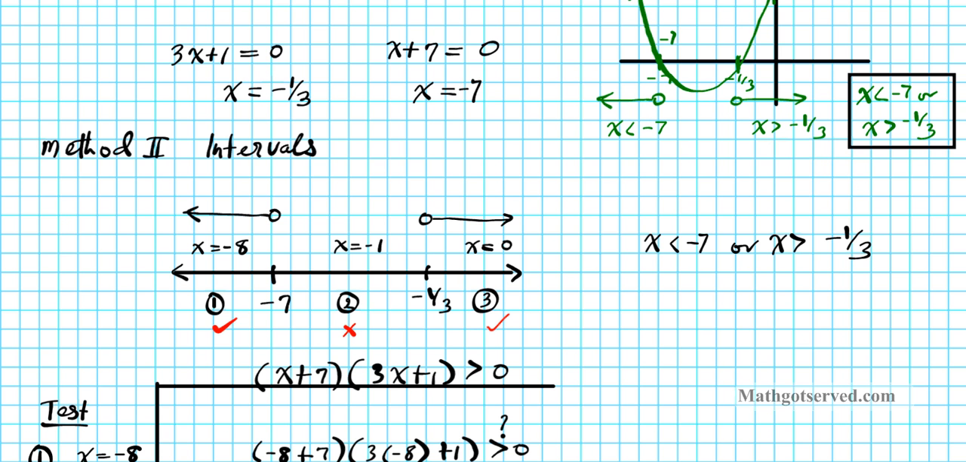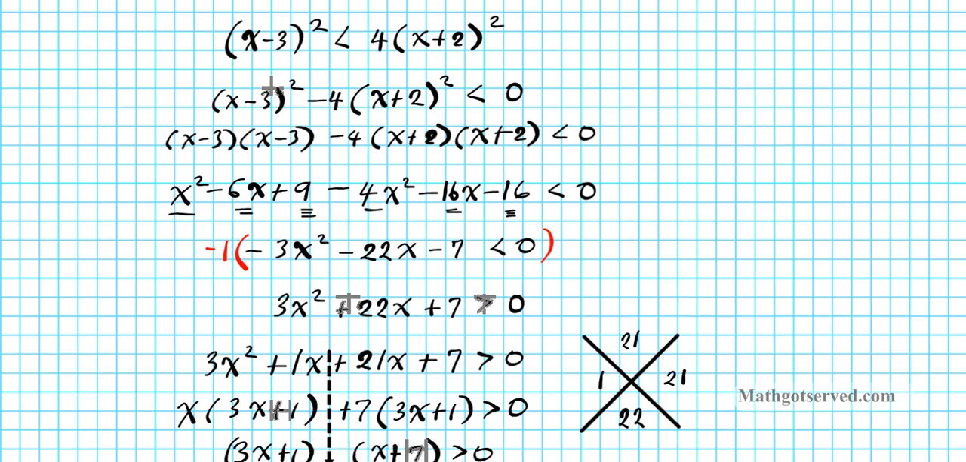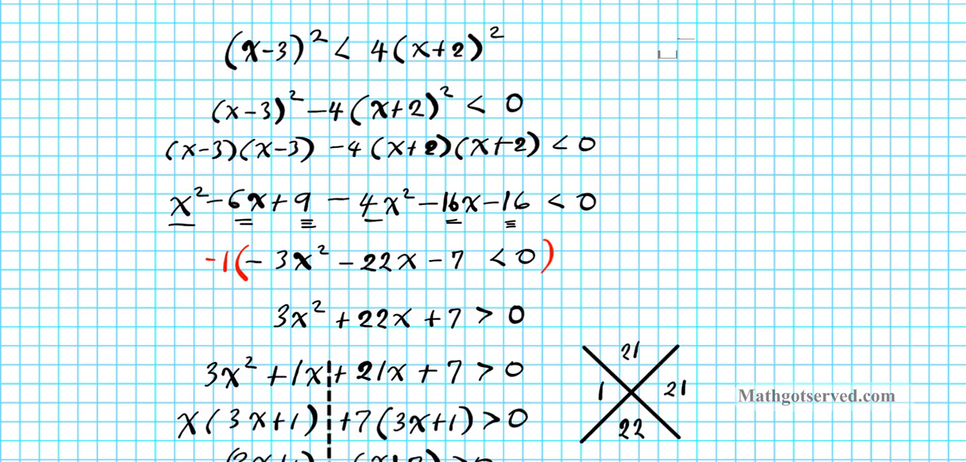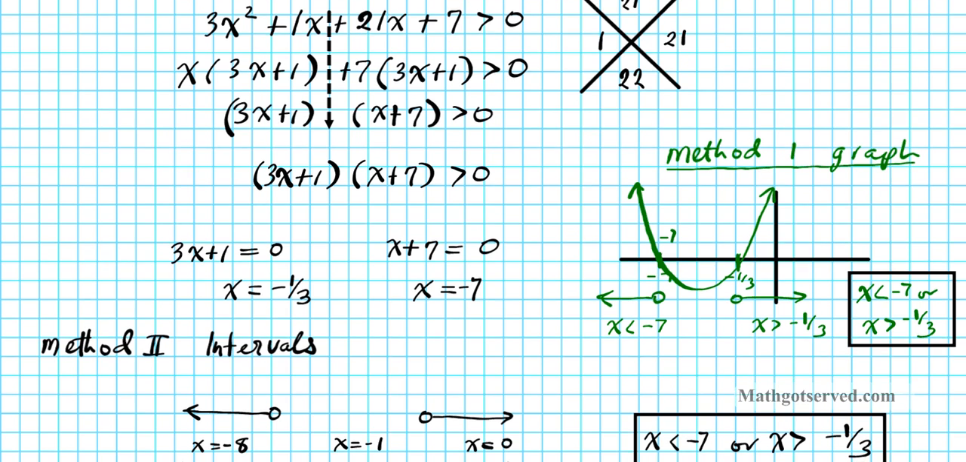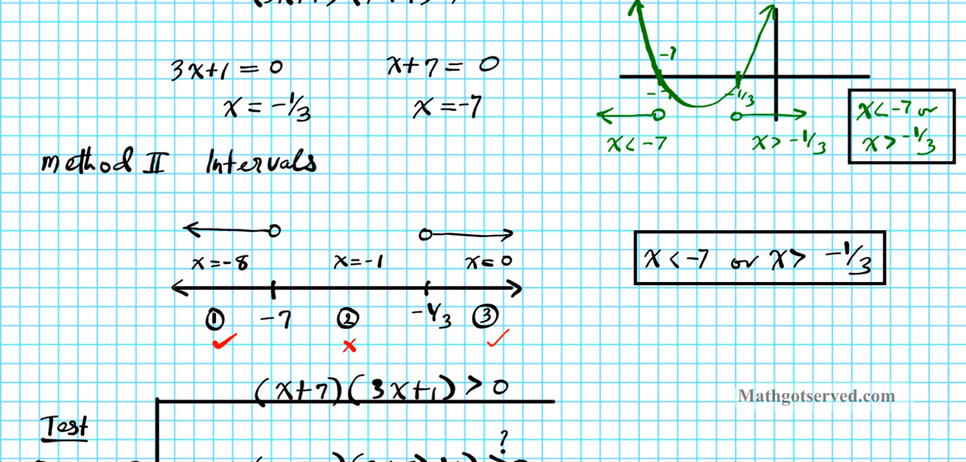So whichever method you want to use, you can use to get the solution to this quadratic inequality we got from altering the original absolute value inequality involving two absolute value quantities. All right, so that's basically how you solve absolute value inequalities with two absolute value quantities.